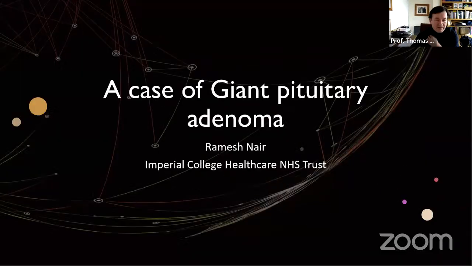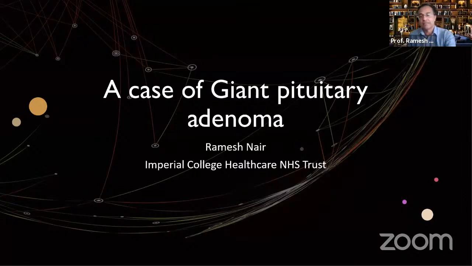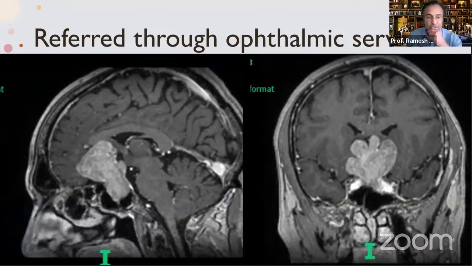Yes. So it's going in the same theme about whether I would have done anything differently. This is a case I remember happened in 2015, I believe. He was a young man, I mean, he was 55. He's now 62. He was an electronic engineer. He came to see me after being referred to the ophthalmology service with a large pituitary tumor. He had a visual deficit, a superior quadrantic defect, from this large pituitary tumor.